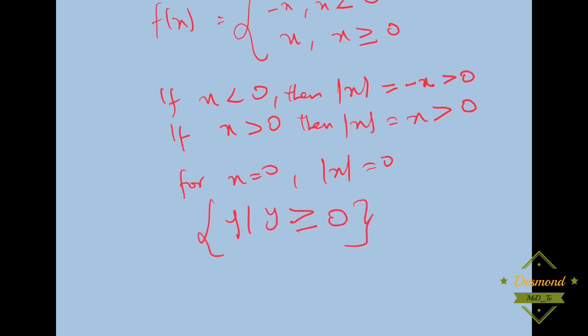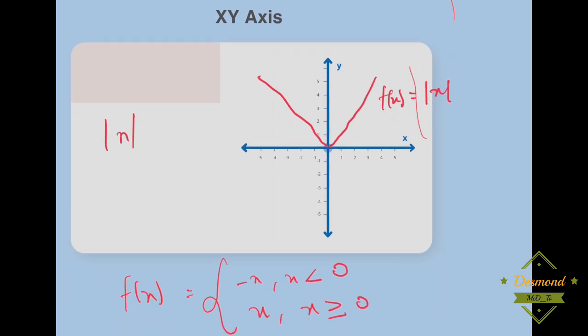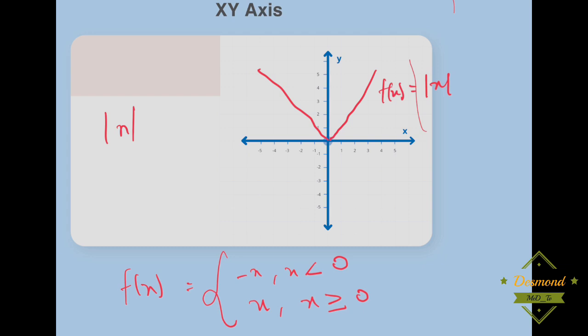When you look at this diagram right here, it shows the absolute value function, which is symmetric around the y-axis, and therefore it's an even function. So absolute value functions are even functions. You have to note that as well.